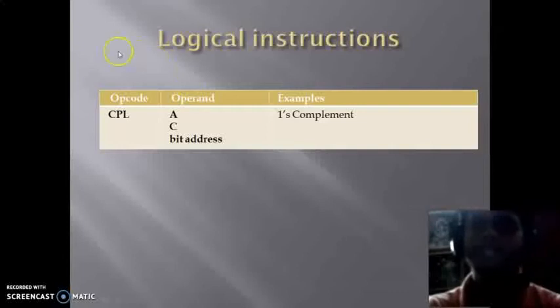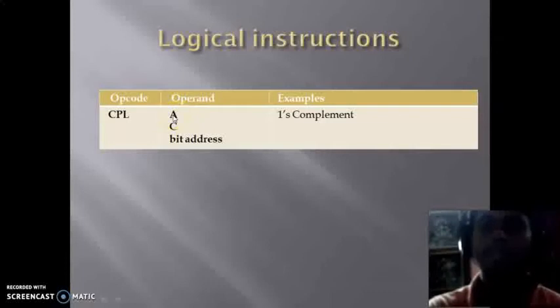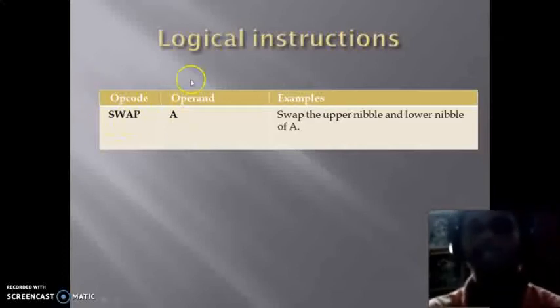And the next logic instruction is CPL, by which we can basically perform one's complement. So an example like CPL A. The data, that is the content of A, will be complemented. So by using CPL A, the data of A stored in the accumulator will be complemented. CPL C means the content of the carry flag will be complemented. Now CPL bit address, a particular bit address, can be complemented by using the CPL instruction. So that is also a logical instruction.